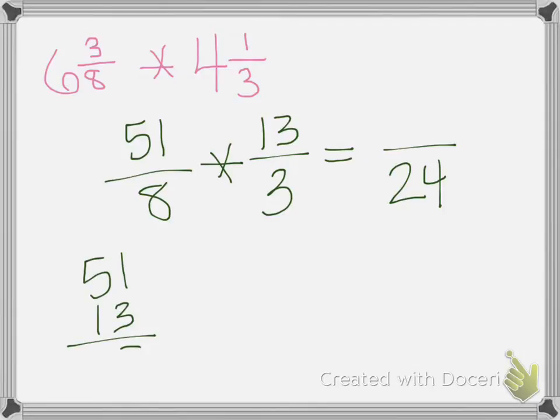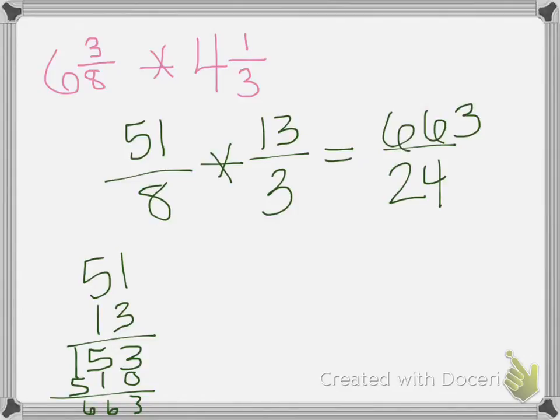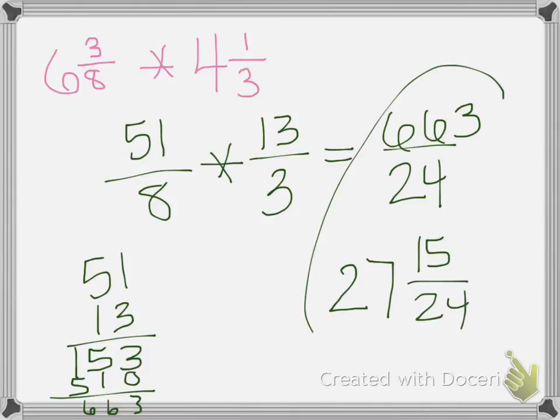3 times 1 is 3. 1 times 5 is 15. 1 times 1 is 1. 1 times 5 is 5. 3 plus 0 is 3. 1 plus 5 is 6. 1 plus 5 is 6. So 663 over 24. Or 24 goes into 663 27 times, with 15 left over, the denominator stays the same. Either one of those answers would be fine.